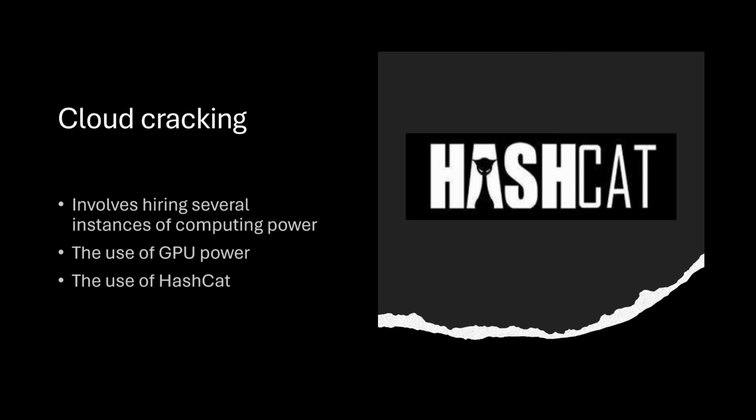It involves hiring several instances of computer power on Amazon Web Services, the cloud service of course. It is very heavily based upon GPU power, so we need some sort of GPU. And this is where you're going to say, but hey, the bigger the GPU, the faster the cracking, and that is exactly what I'm saying. So we're going to use Hashcat throughout the slideshow.